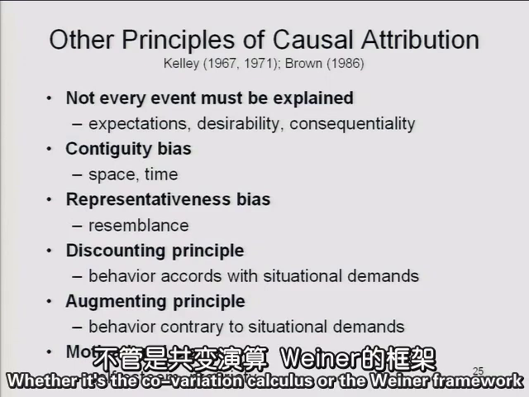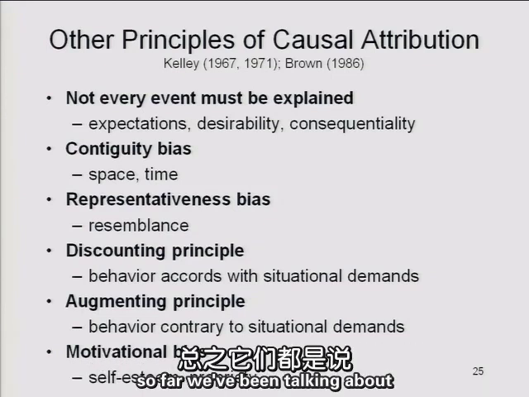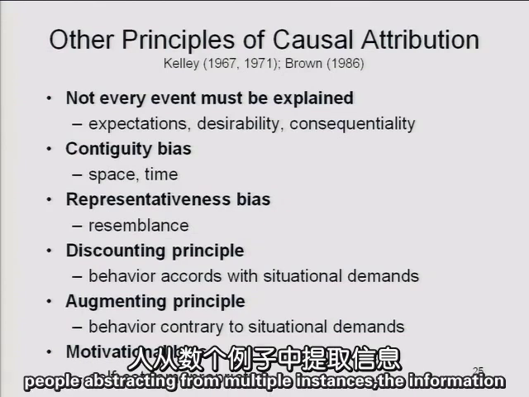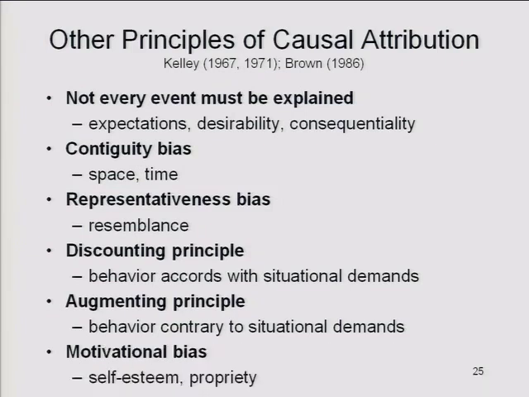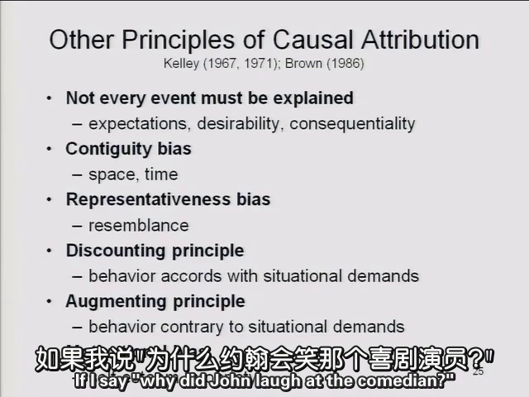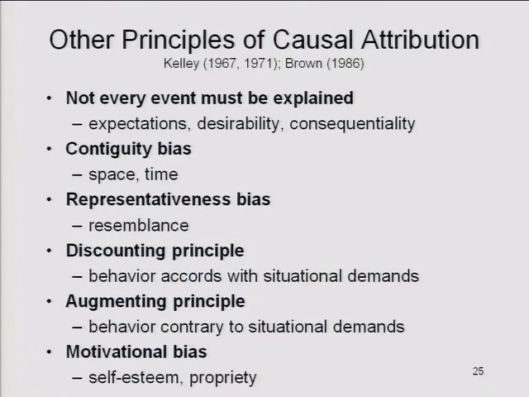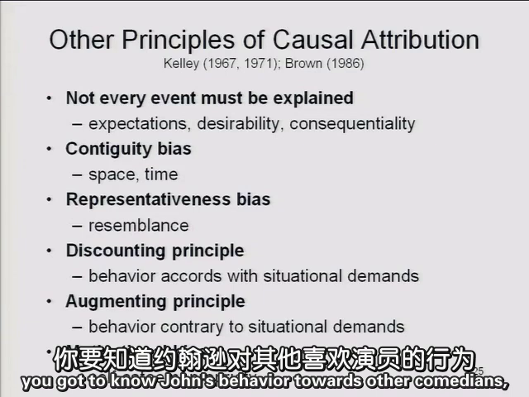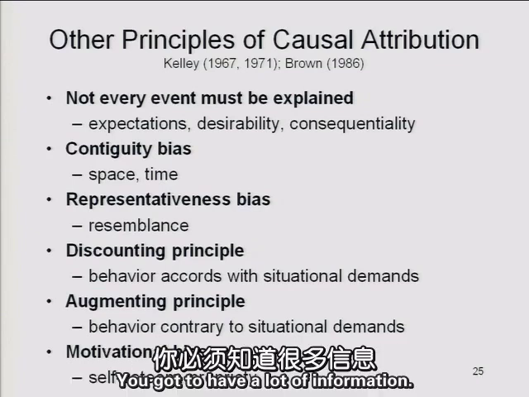Whether it's the covariation calculus or the Weiner framework or the Abramson and Alloy framework, so far we've been talking about people abstracting from multiple instances the information that they need to determine why some event happened. If I say, why did John laugh at the comedian, what you need to know is, how has John behaved towards this comedian in the past? You've got to have multiple instances of John's behavior. You've got to know how John's behaved towards other comedians, and how other people have behaved towards that same comedian. You've got to have a lot of information.